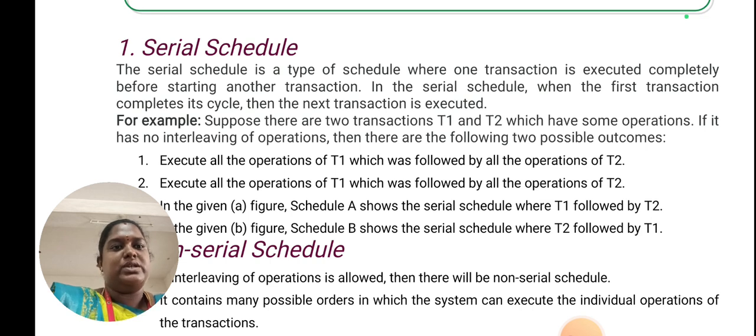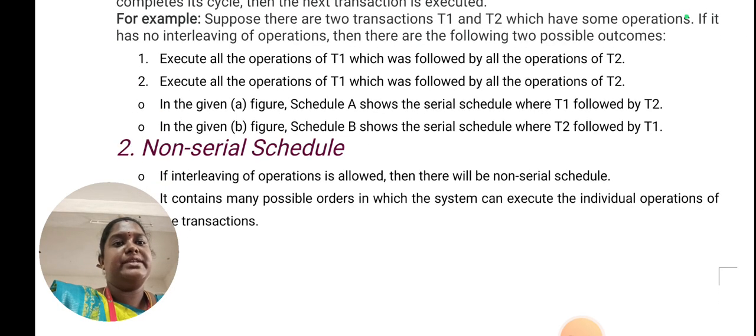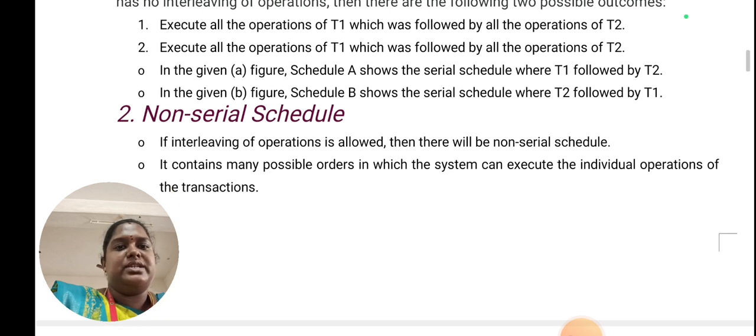Execute all the operations of T1, followed by all the operations of T2. In the given example, Schedule A shows the serial schedule where T1 is followed by T2. Schedule B shows the serial schedule where T2 is followed by T1. When the first transaction T1 completes its cycle, then the next transaction takes place.